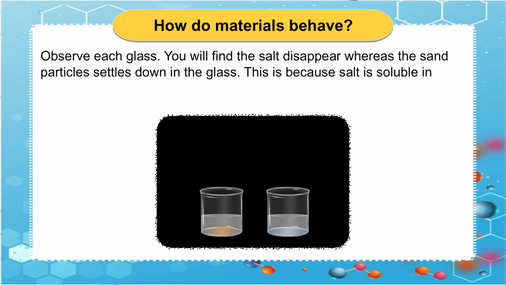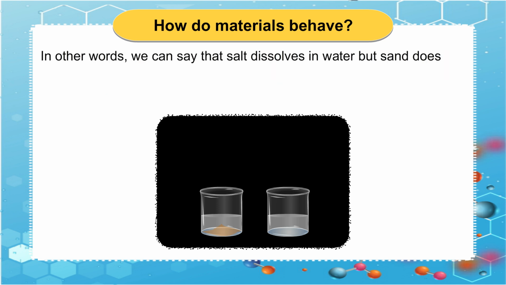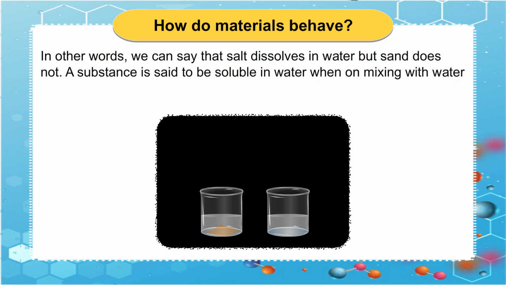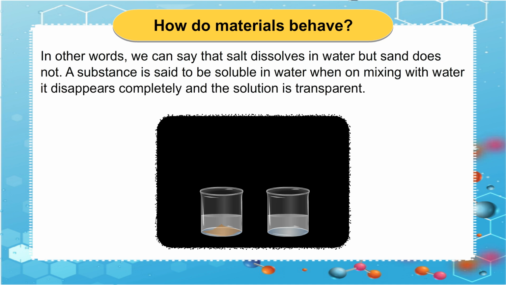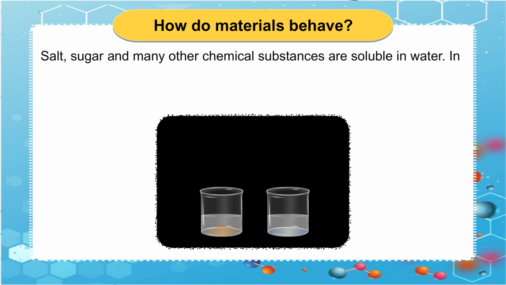This is because salt is soluble in water while sand is insoluble. In other words, we can say that salt dissolves in water but sand does not. A substance is said to be soluble in water when on mixing with water it disappears completely and the solution is transparent. Salt, sugar and many other chemical substances are soluble in water.